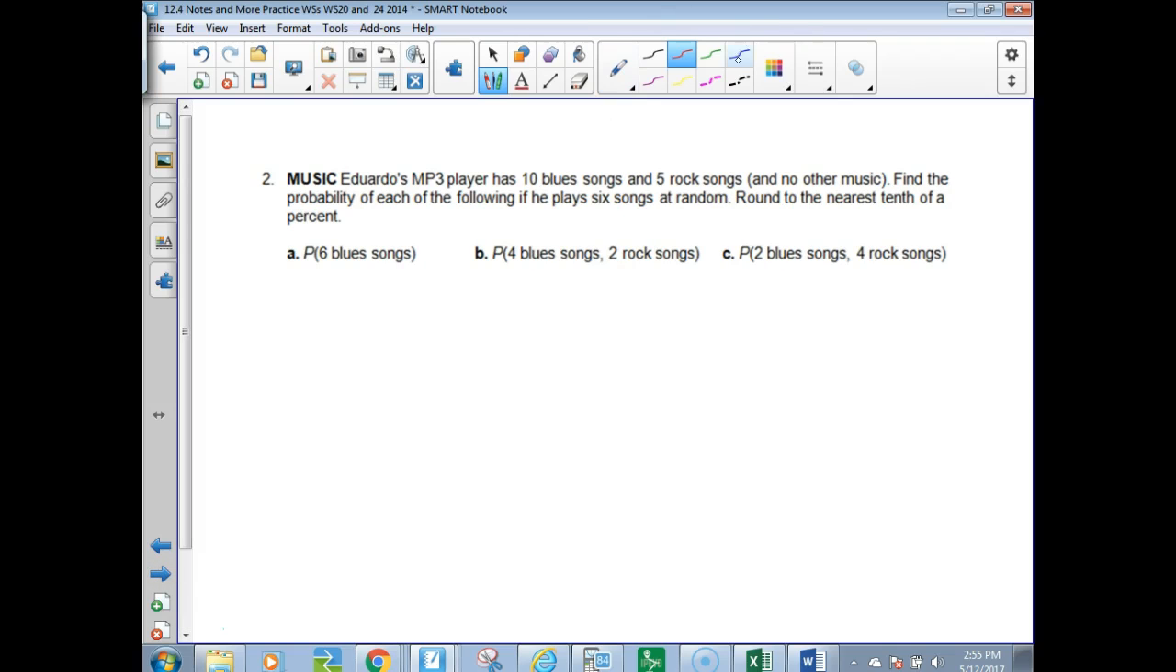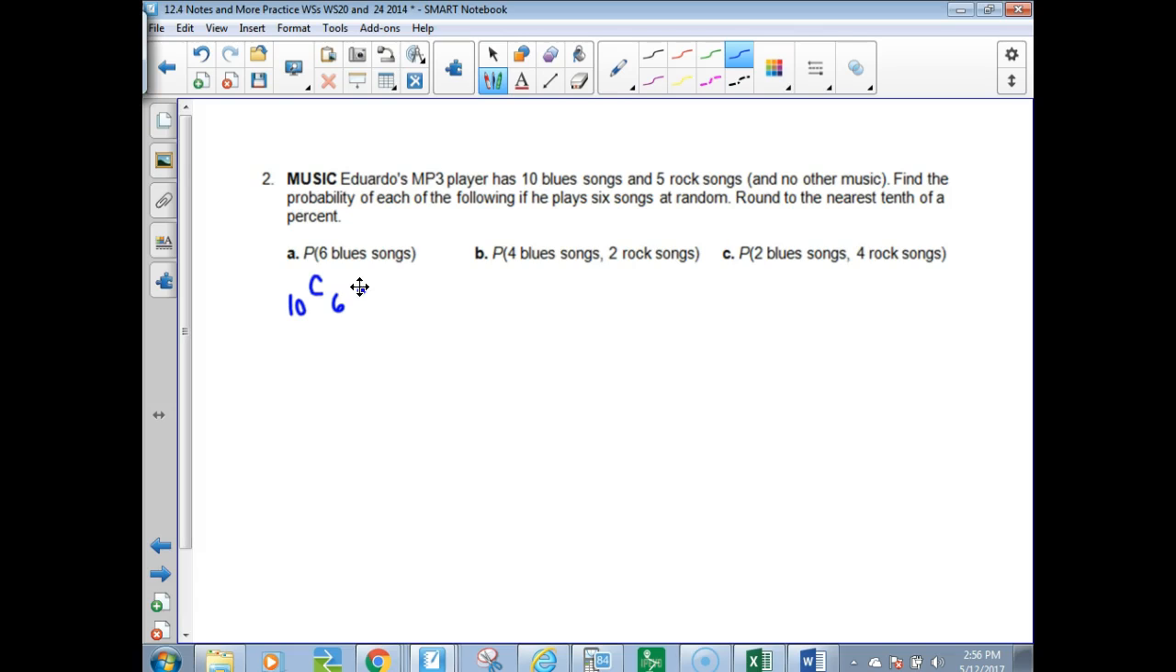Next we have Eduardo with an MP3 player, and he has 10 blues songs and 5 rock songs. Find the probability of each of the following if he plays 6 songs at random. Round to the nearest tenth of a percent. 6 blues songs, so he's going to get 10C6.